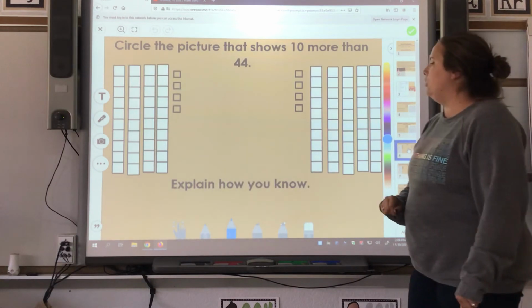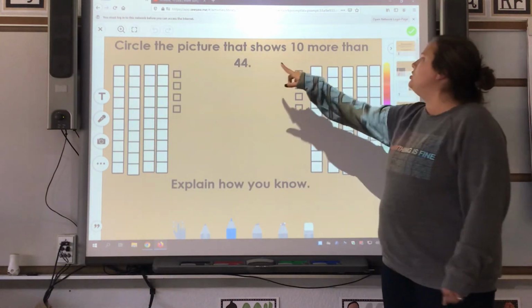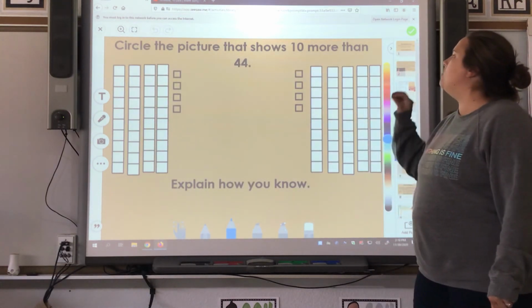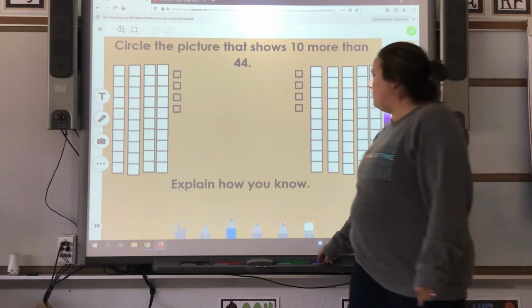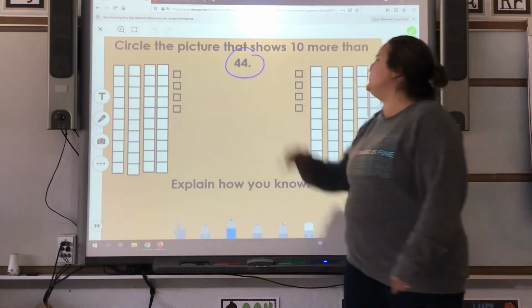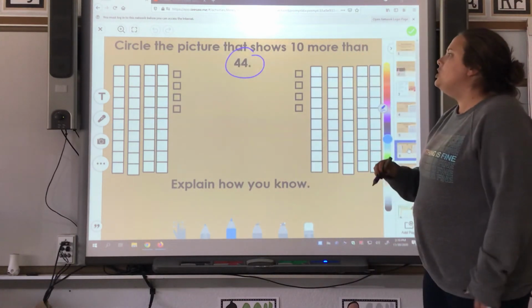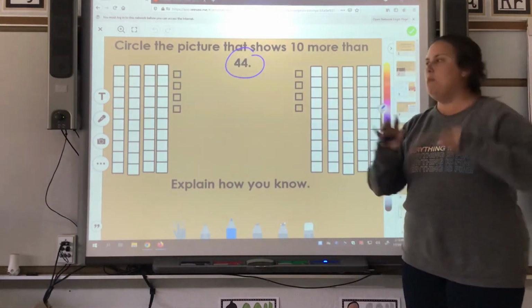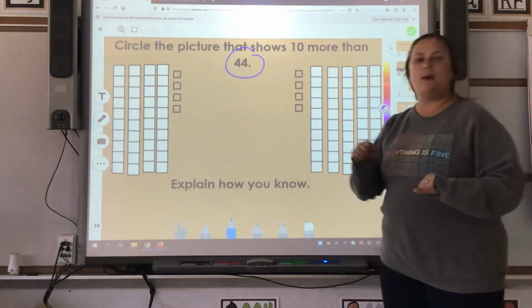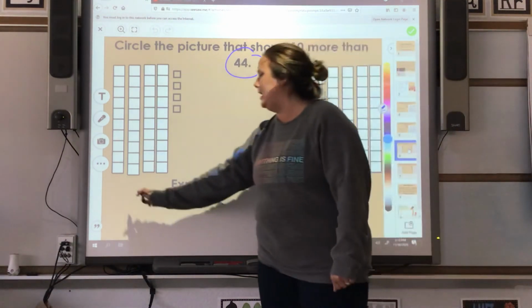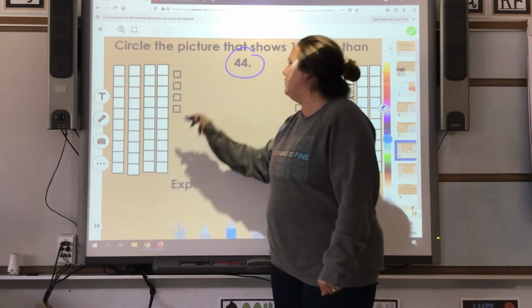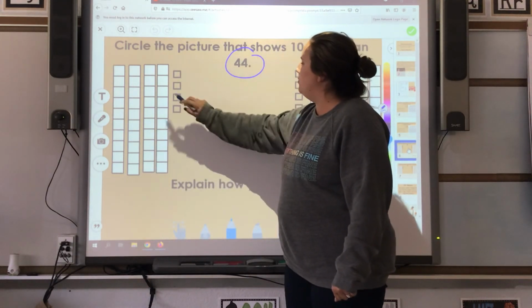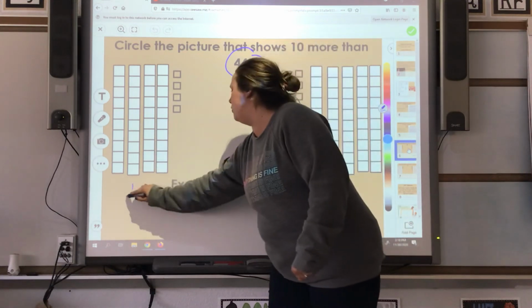Now, we're going to look right here. Circle the picture that shows 10 more than 44. So 44 is our number. So we need to know which one is 10 more. So I'm going to count each of my sets. Count with me. 10, 20, 30, 40, 41, 42, 43, 44.